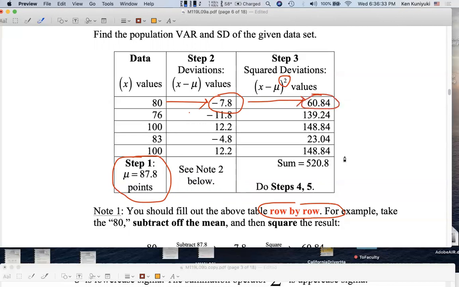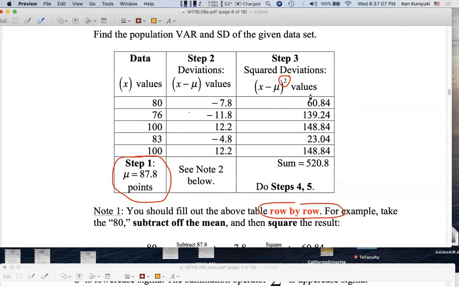You know that these square deviations cannot be negative. Likewise, you take the 76, find the deviation from the mean, square that result while it's in your calculator, and you get this big number, and so forth. So as you fill out these tables, you should fill them out row by row to save time. You don't have to keep re-entering these numbers. All right. So now we have these squared deviations. And by the way, statistical theory likes what we're doing. It likes variance and standard deviation.